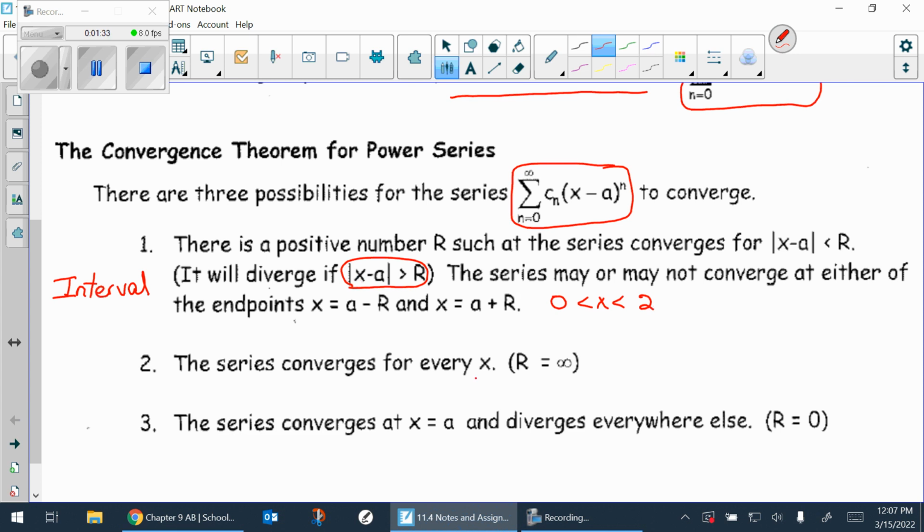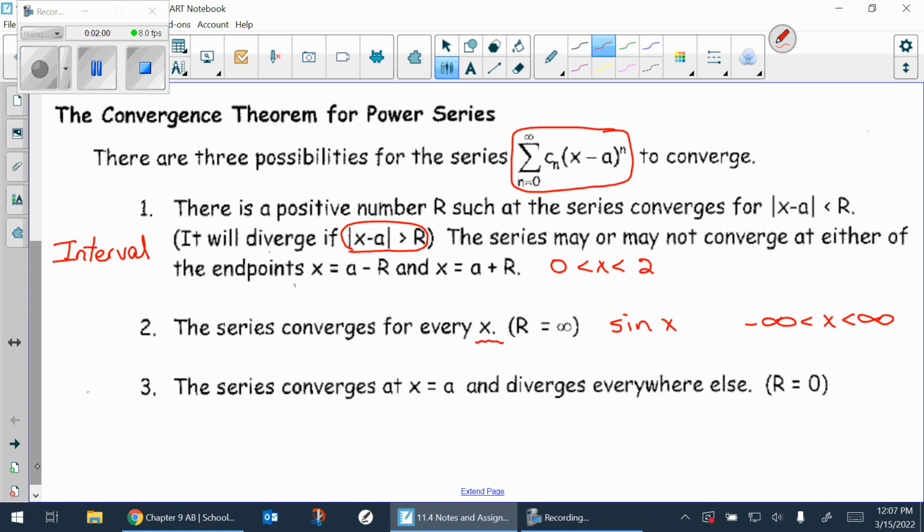It might converge for all values of x. If we write enough terms for our polynomial function, and I think we saw that sine x has an interval of convergence from -infinity to infinity. We look at that Maclaurin series we should know at the end of section 11.2. That converged for all values of x.